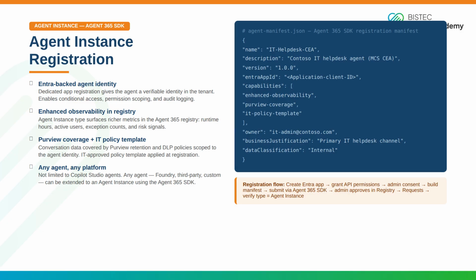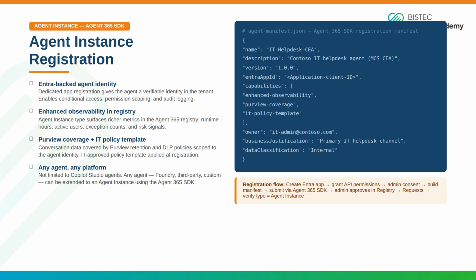Third, Purview coverage plus IT policy template. Conversation data is automatically covered by the Purview retention and DLP policies scoped to the agent identity. The IT-approved policy template is applied at registration, no manual per control configuration. Fourth, platform independence. The Agent 365 SDK is not limited to Copilot Studio agents. Any agent on any platform can be extended. This is how you bring non-Microsoft and custom-built agents under the same governance umbrella as your Copilot Studio estate.